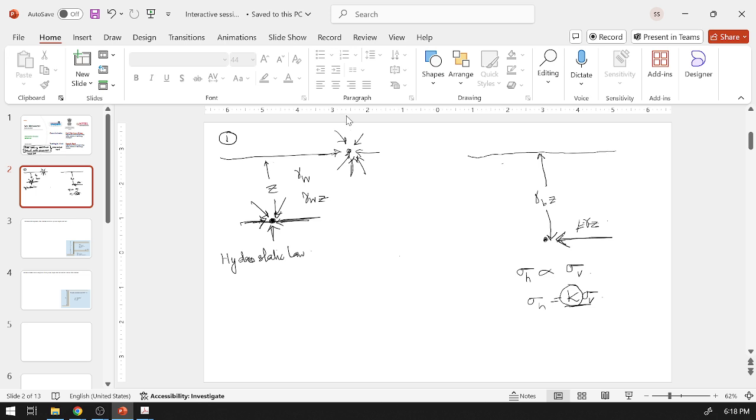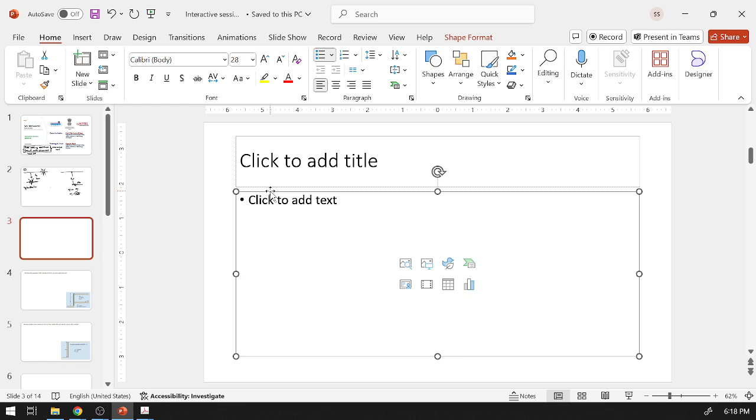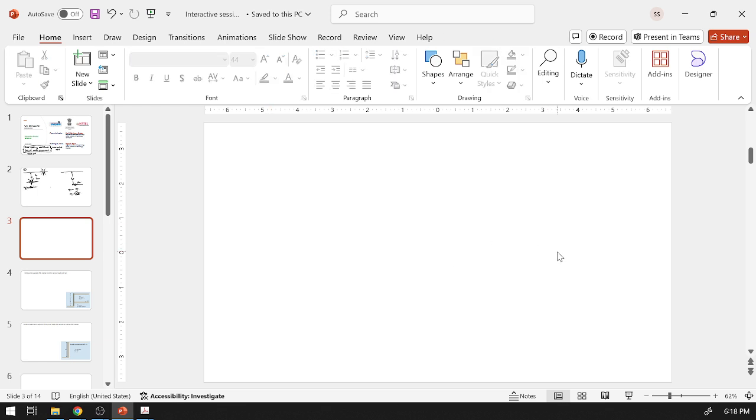Okay. Now the second point is, when we talk about retaining structures, we talk about two things. One, we talk about the stress on the retaining structure, and we talk about the failure mode of soil behind the retaining structure.